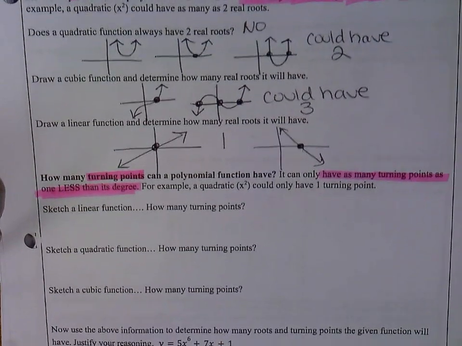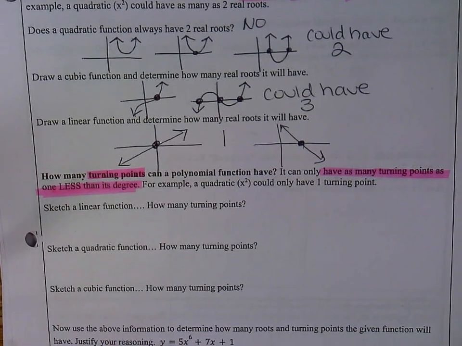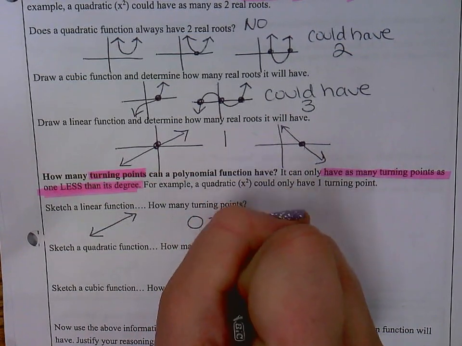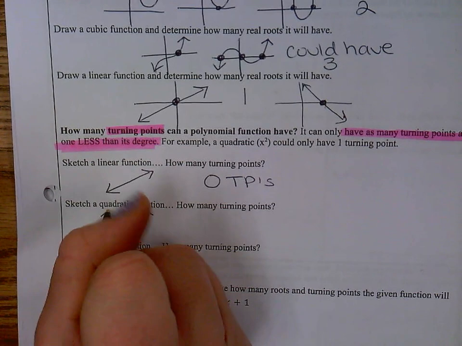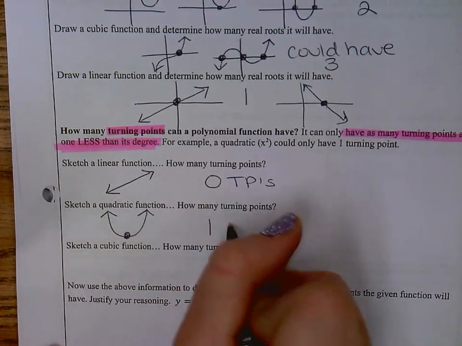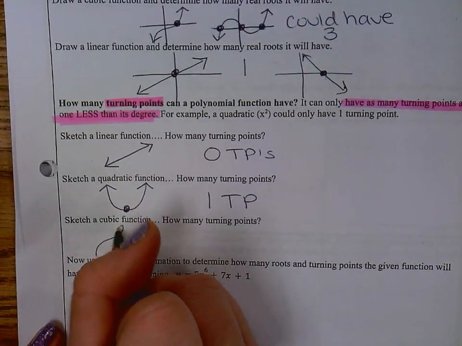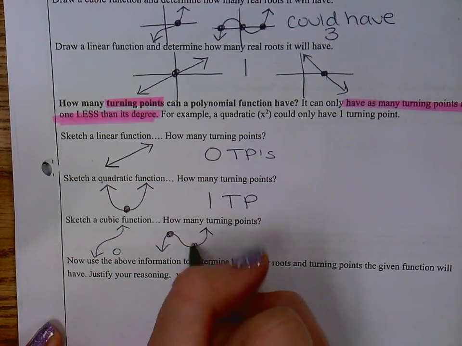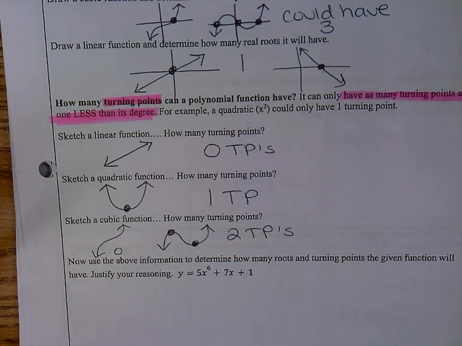So this says, let's set the linear function. I already did this on the board just as an intro, but maybe it'll make more sense this time around. So a linear function has 0, I'm going to call them TP, 0 turning points. A quadratic function has 1 turning point. And our cubic function, it could have 0, but it could also have 2. Some cubic functions have 0 turning points.